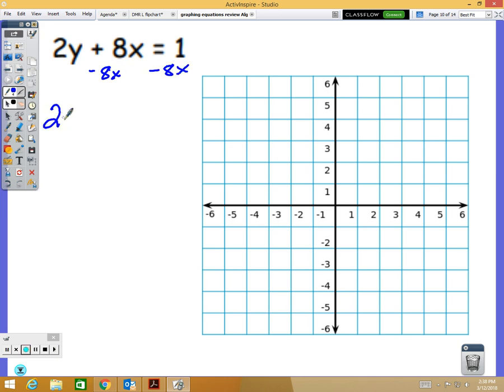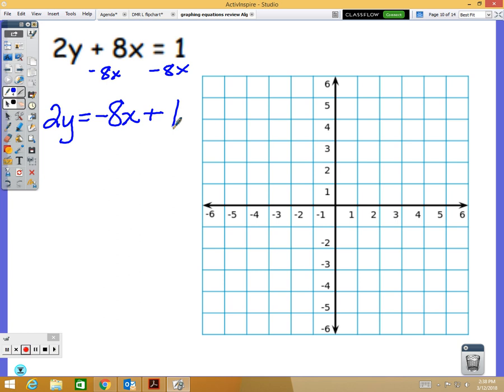So that's going to leave me with 2y equals negative 8x plus 1. That's a positive 1 there. Notice that my term that has the x is going right by my equal sign, because that's how we write it. Y equals mx plus b. Also, I'm not combining 1 and 8x because they're not like terms.